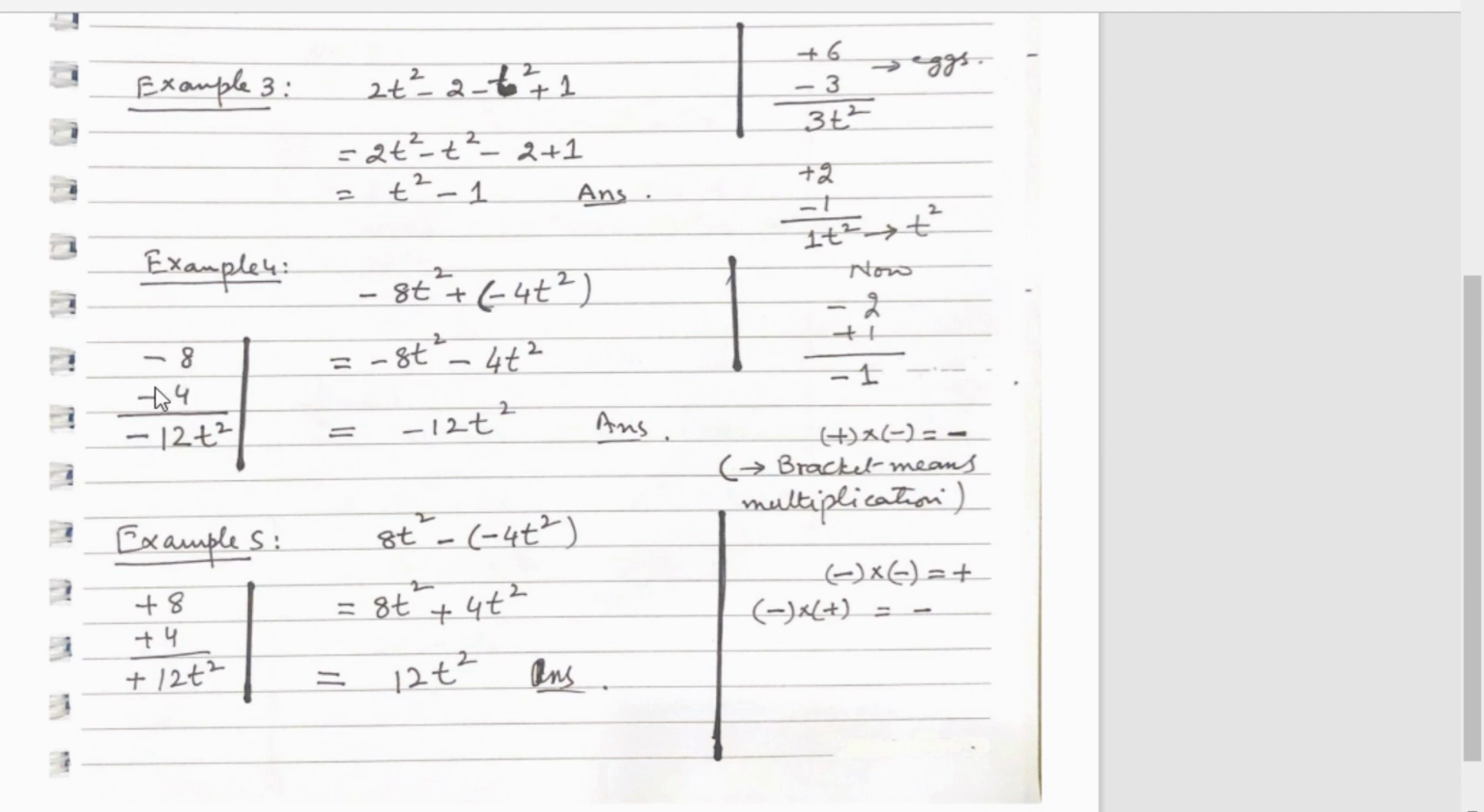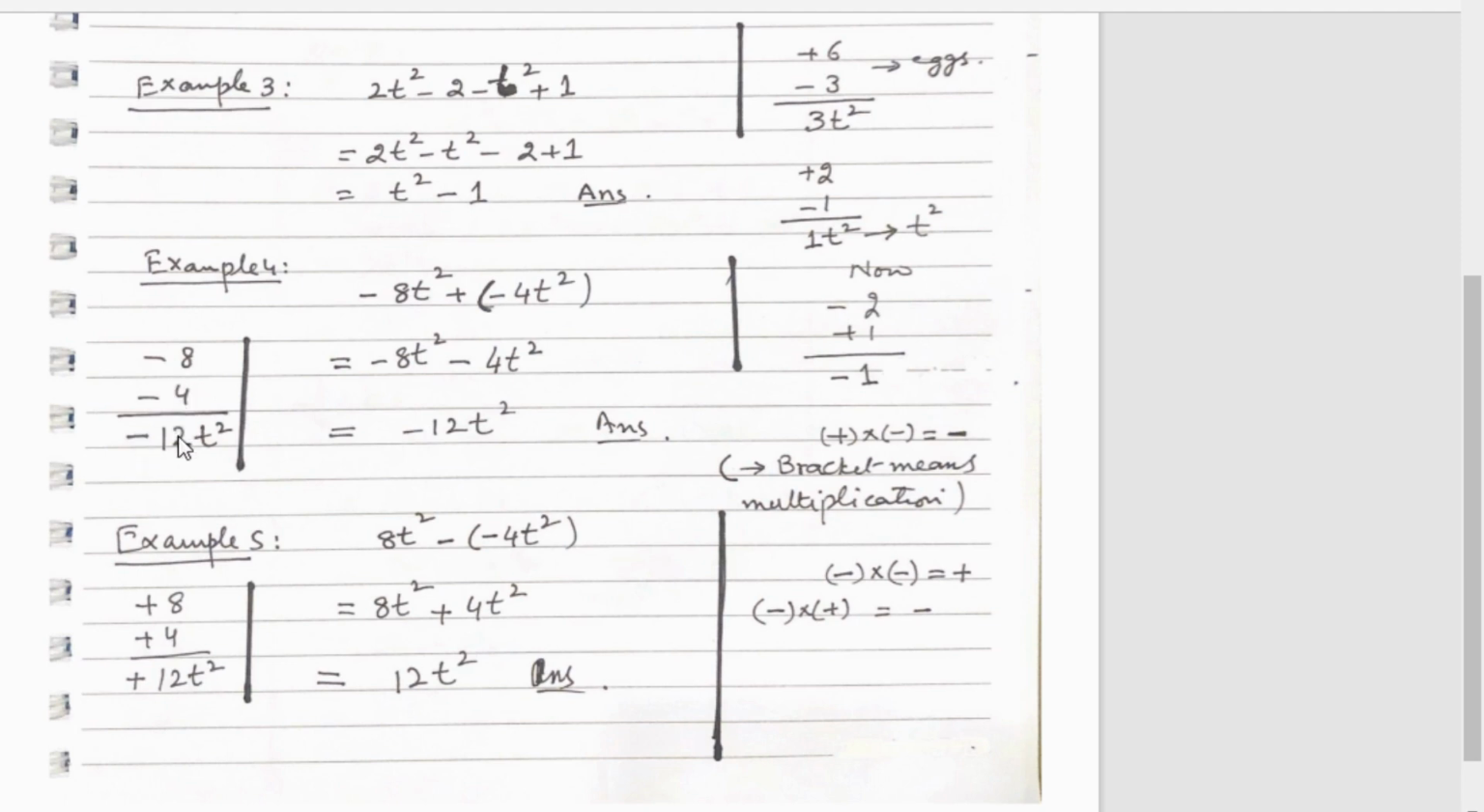Terms having the same signs will be added up in algebra. Don't think that the negative sign means subtraction. No, different signs mean subtraction. Same signs mean addition. When two terms or three terms or four terms have the same signs, we will add them up with the same sign, meaning the same sign will come with the answer as well.